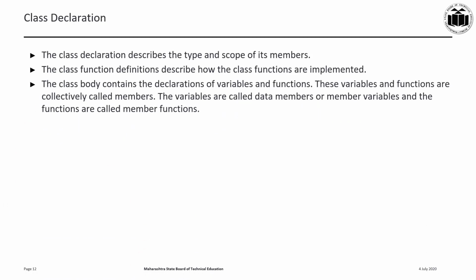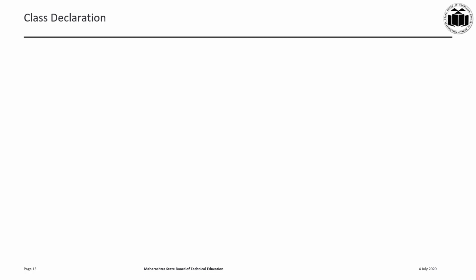Now class declaration describes the type and scope of its members. Then class function definition describes how the class functions are implemented. So class declaration contains the type and scope of its members, where we declare the data members and member functions, and in class function definition we implement those functions. The class body contains declaration of variables and functions. These variables and functions are called the members of the class. The variables are called data members or member variables, and the functions are called member functions.